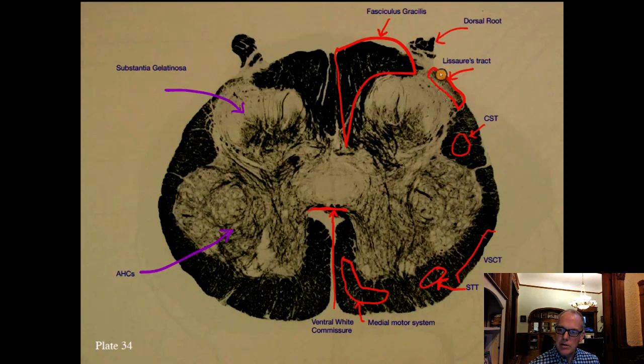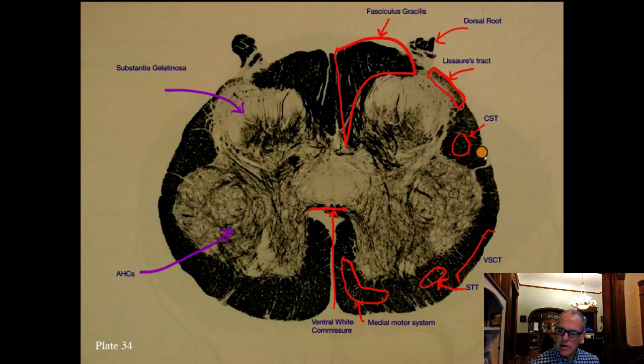Okay, so very important, two big distinctions here. Pain and temperature: we have a synapse in the spinal cord, and it crosses in the spinal cord. Corticospinal tract is out in this location. There isn't much of it here at S2. And I mentioned the spinothalamic tract.